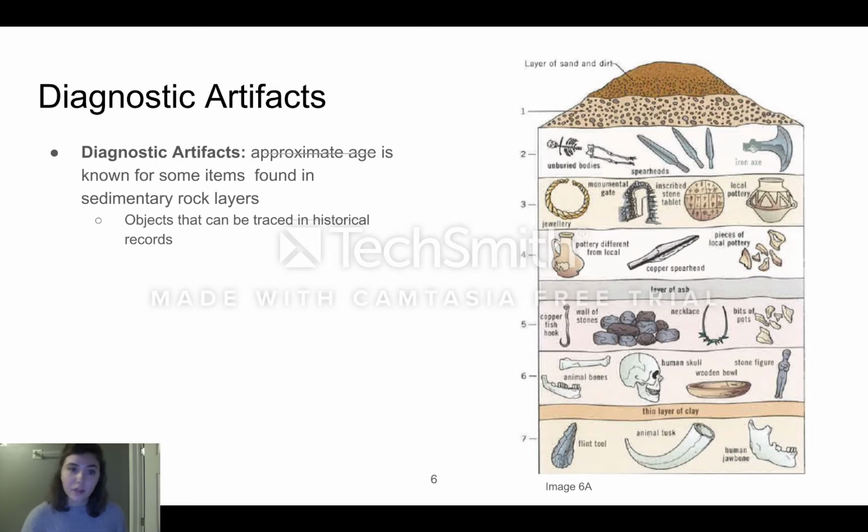Another method that we can use is including diagnostic artifacts. So these are objects that have an approximate age that we can start to trace in historical records and give the strata an age. So these include things like bodies, jewelry, pottery, weaponry, anything that is included in a historical record that will give the strata a relative age.